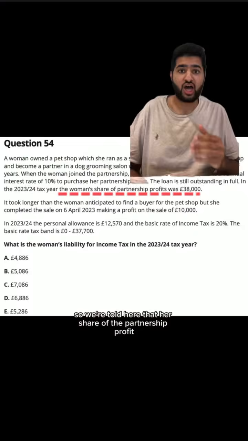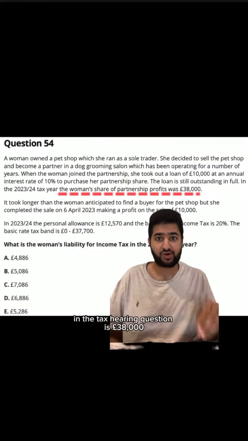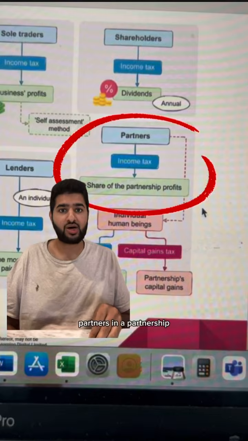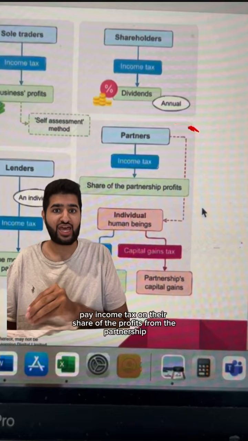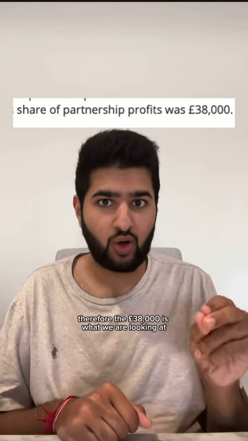So we're told here that her share of the partnership profits in the tax year in question is £38,000. As we know, thanks to Future Solicitor, partners in a partnership pay income tax on their share of the profits from the partnership. Therefore, the £38,000 is what we are looking at.